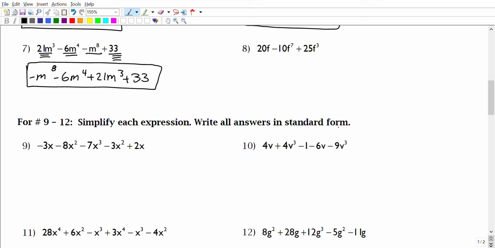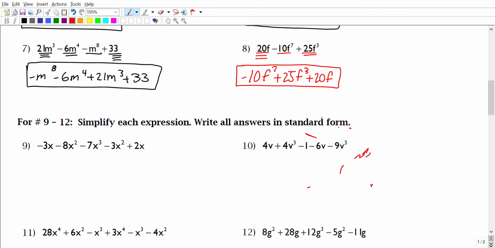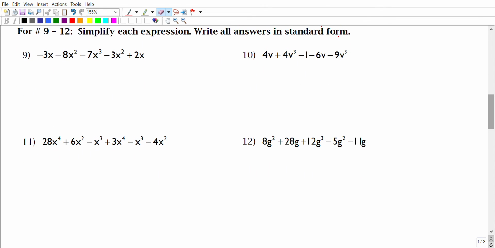All right, guys. So let's go ahead and make sure we did this one correct. So I look for the highest variable term. Right away, I see that f7 is the highest exponent. Next one is this f3. So I'm going to go ahead and write plus 25 to the third. And finally, this 20f here in the end. Okay? So that's it. We went ahead and rewrote something in standard form. All right? So let's go ahead and continue on with the next set of problems.